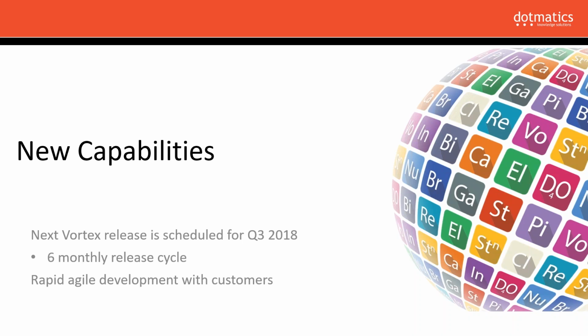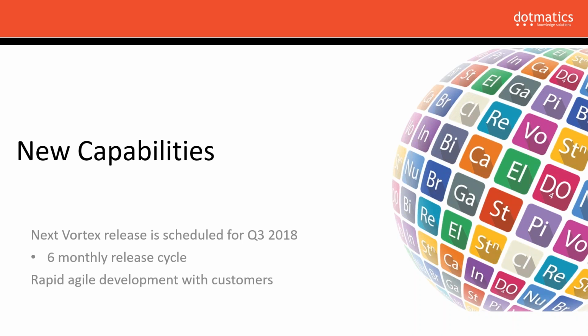So the way we develop Vortex is highly agile. We're on about a 6-monthly release cycle. Everything you've seen today so far is in the last release, which came out in about March. So the next one will be scheduled for Q3 this year.